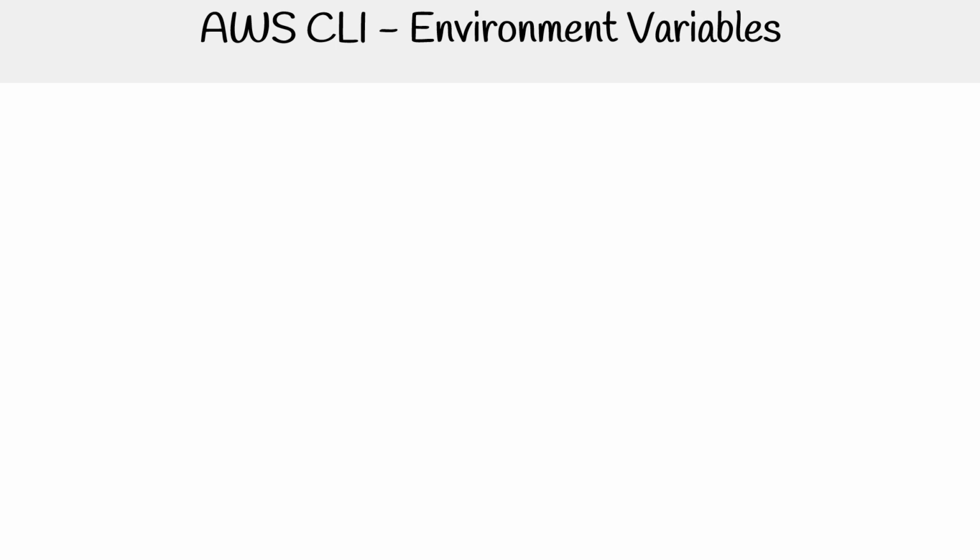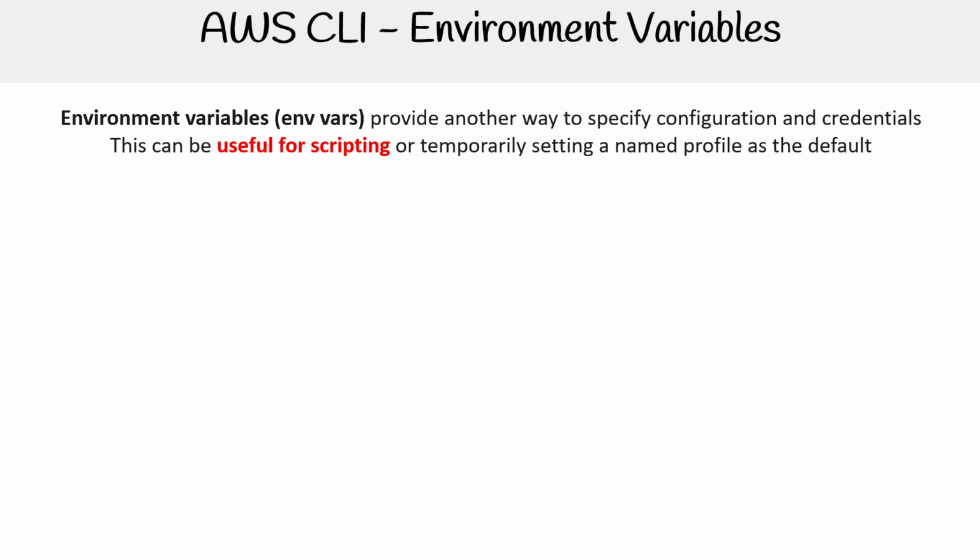So for the AWS CLI, we can set up environment variables, or what I like to call envars, to provide another way to specify configuration and credentials. And this is very useful for scripting or temporarily setting a named profile as a default. So you are going to see me use environment variables a lot with the AWS CLI in general, because when you're working with code, it is super useful.